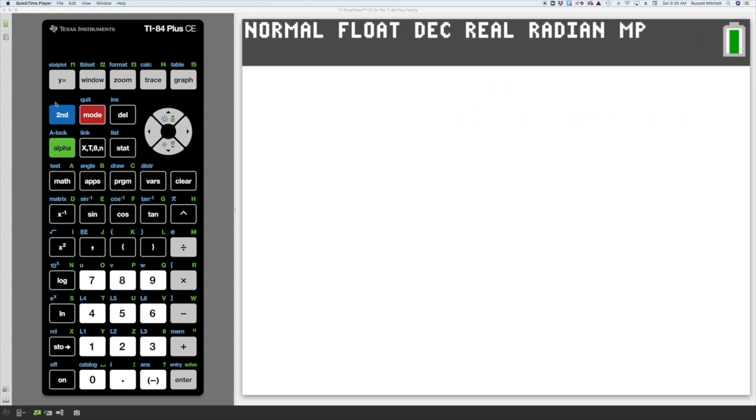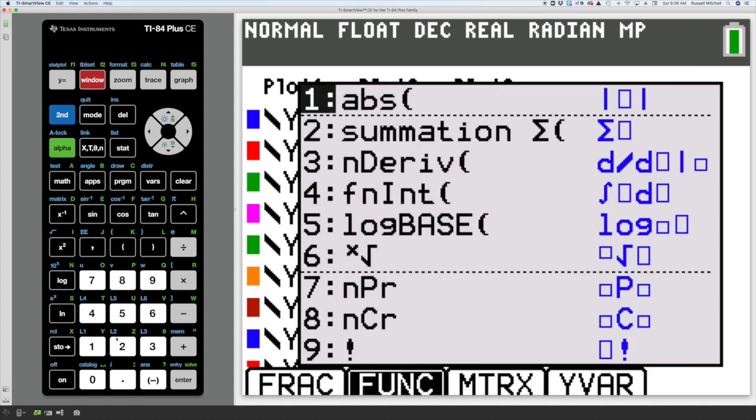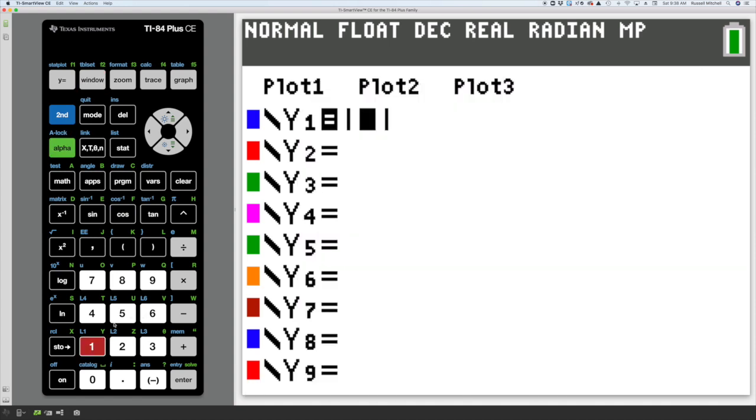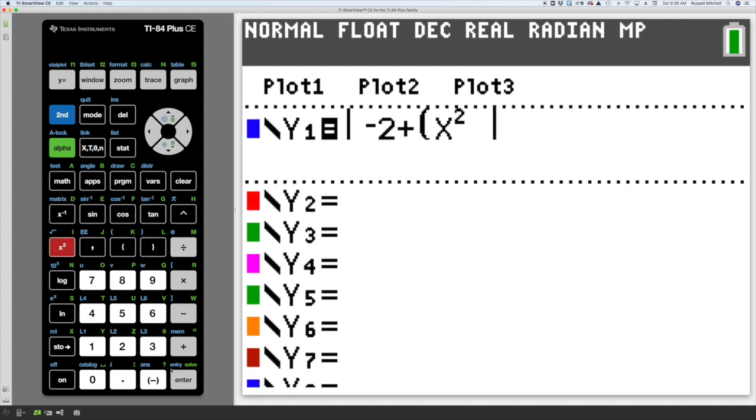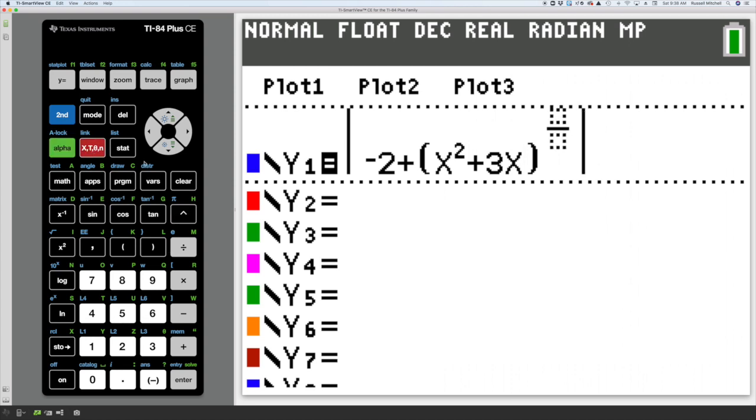So from our calculator's home screen, we want to press y equals, okay? And then we want to select the absolute value function, which is alpha window and then number 1. And then we're going to type in that velocity inside the absolute value because that will be speed, okay? So we have -2 and then plus and then parentheses and then t squared plus 3t, and then raised to the 6/5. You could do 6 divided by 5 or 6 over 5 like I'm doing. And then make sure we come out of the exponent, okay? And then minus, and then x cubed, okay? Or t cubed.